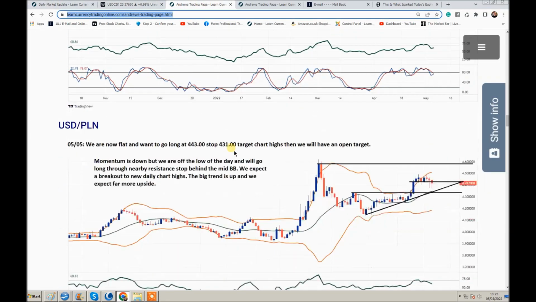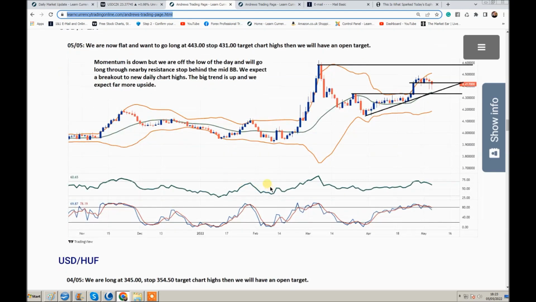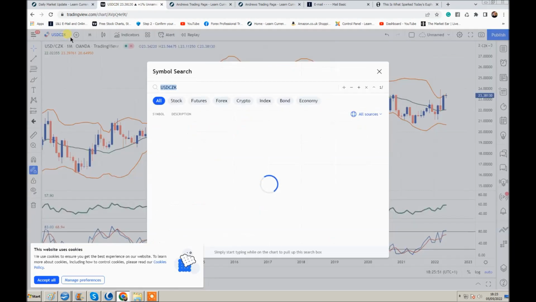Okay, next pair, USD/PLN. This is the one that's closest, obviously, to the Russia-Ukraine crisis. This is going way higher. There's a nice move up for us, we then get stopped out, and we just really want it to come through. It's minimal confirmation.